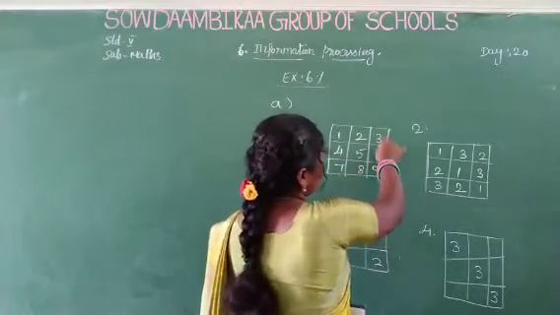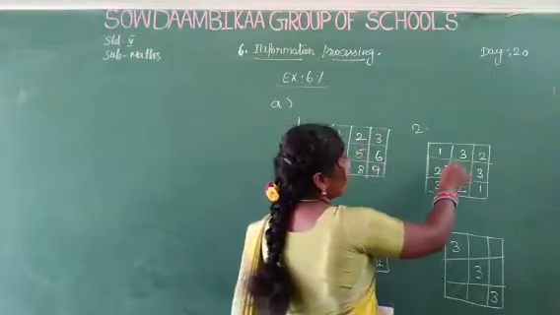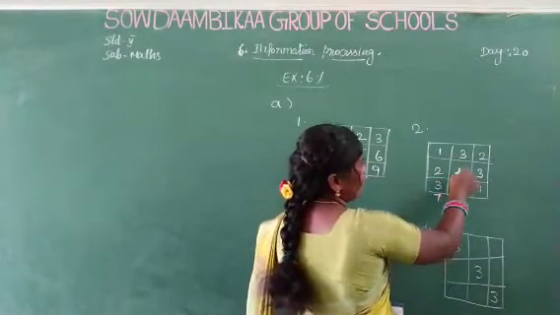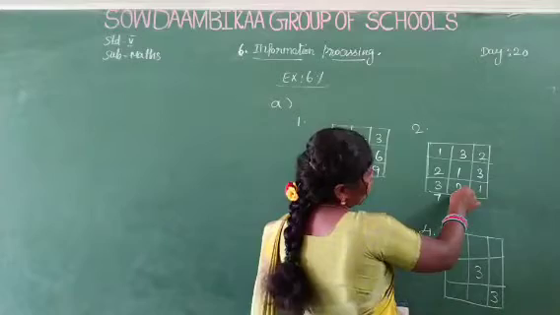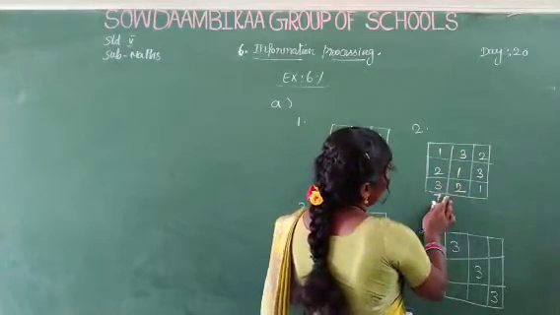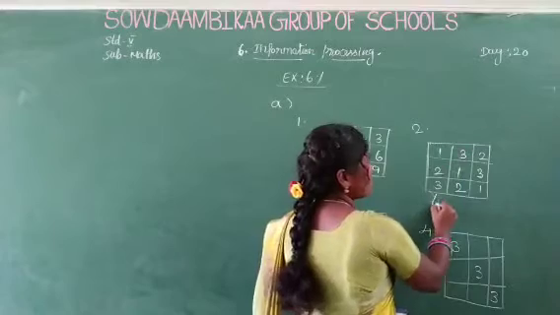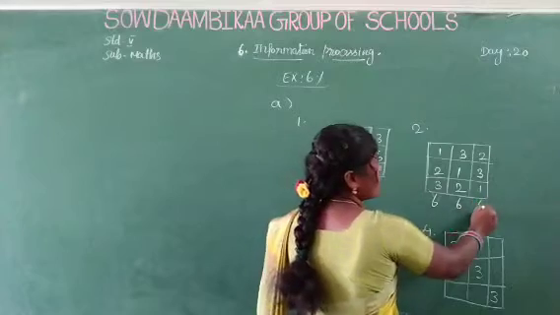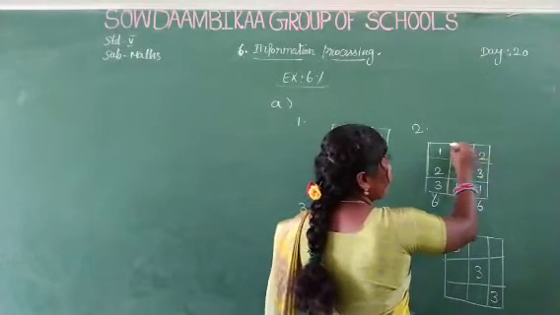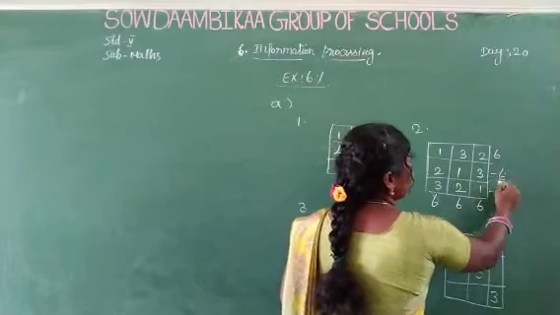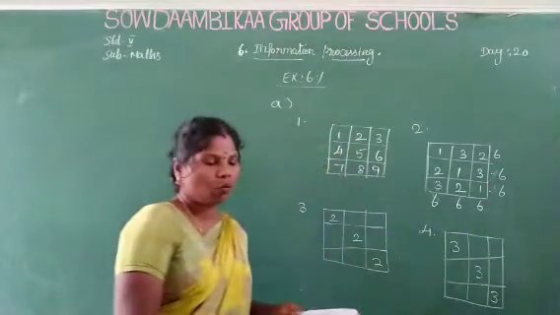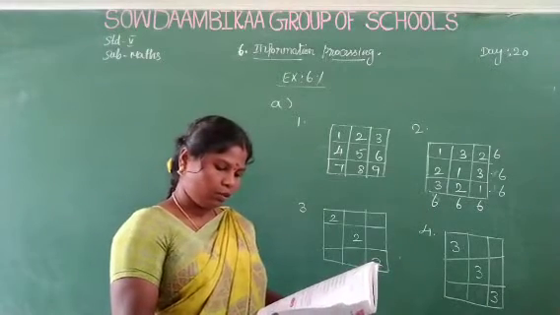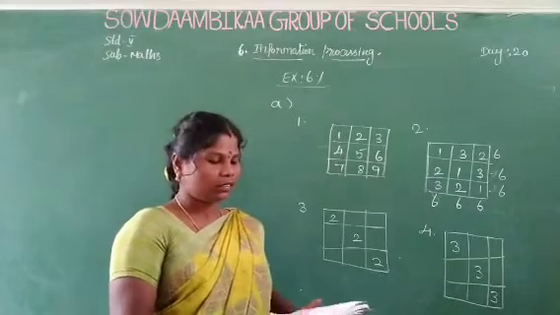Now see, 3 plus 2, 5. 5 plus 1, 6. 3 plus 1, 4. 4 plus 2, 6. And 2 plus 3, 5. 5 plus 1, 6. The same answer is 6, 6, 6. This is one game. Okay, the game name is Sudoku.